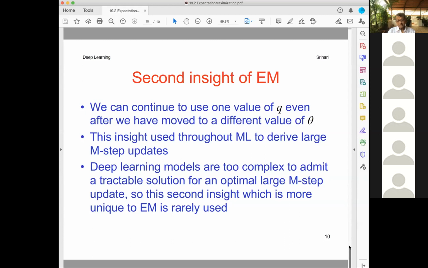So the second insight, which is more unique to EM, is rarely used. What it is useful for is when you're trying to solve a problem where you have unknown values. This could even be a simple problem, like you're trying to do machine learning for medical diagnosis, and you find several variables are missing. So in the chart of the patient, the variables for temperature or blood pressure or anything else are missing. You don't necessarily say, I can't do anything about it. These are missing variables. Expectation maximization is a method you can bring into play to estimate those missing values.